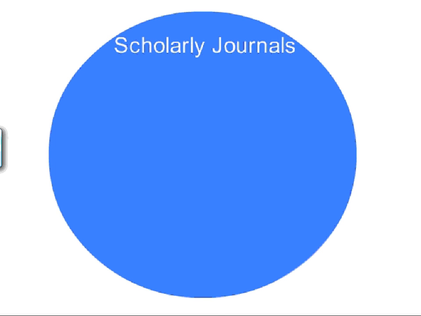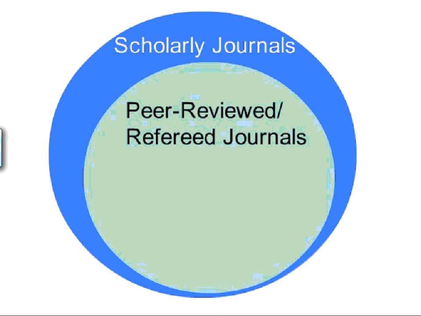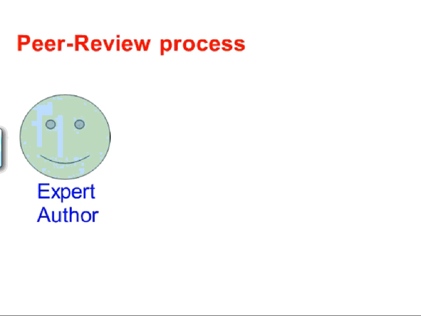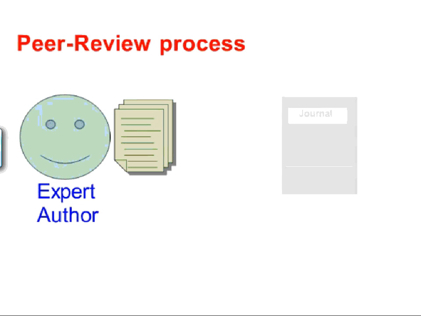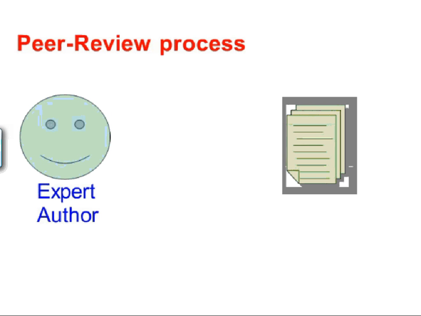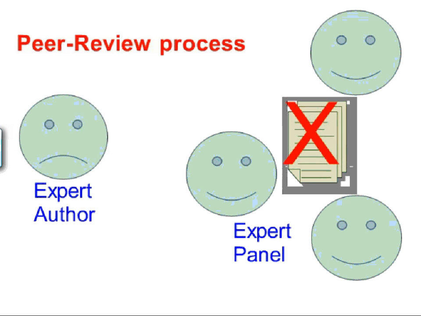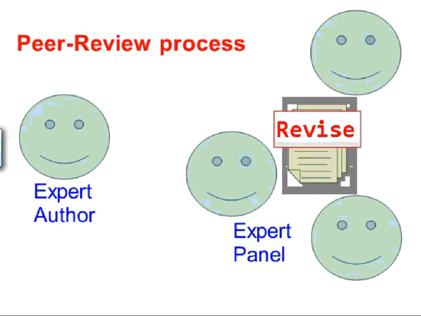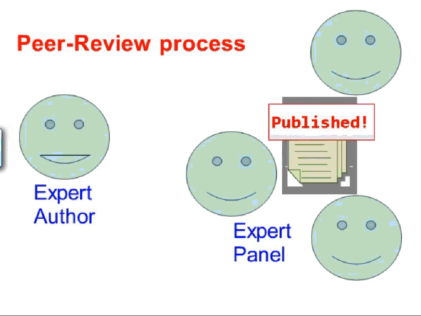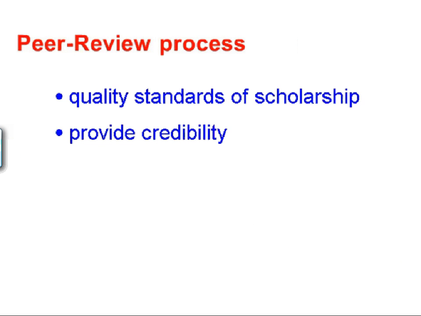Most, but not all, scholarly journals are peer-reviewed. Peer-reviewed journals are also known as refereed journals. Peer review is an editorial process by which books or articles written by experts are reviewed by a panel of peers or other experts in the same subject area. The expert panel may decide to reject the article or send it back to the author for revisions until it's finally ready to be published. This peer review process helps to ensure the articles being published adhere to quality standards of scholarship and provide credibility.